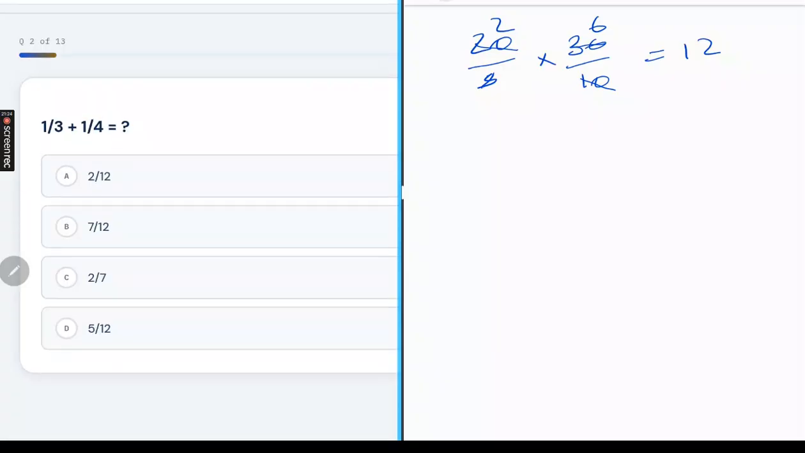One over 3 plus 1 over 4, different denominators. 3 times 4 is 12. Then we have 4 times 1 here plus 3 times 1 here, that is 3. That is 7 over 12.